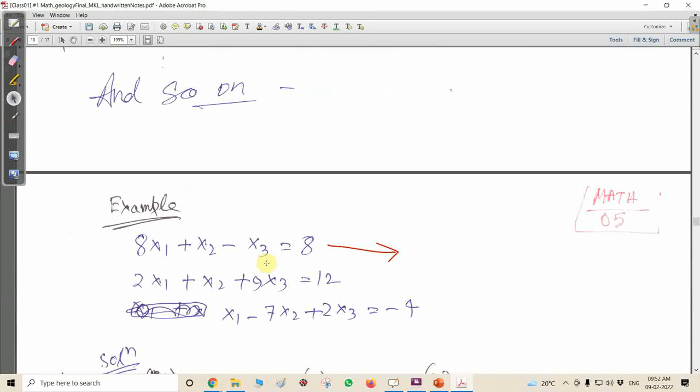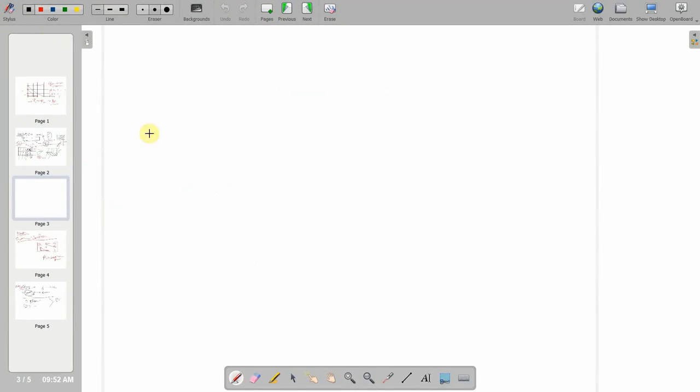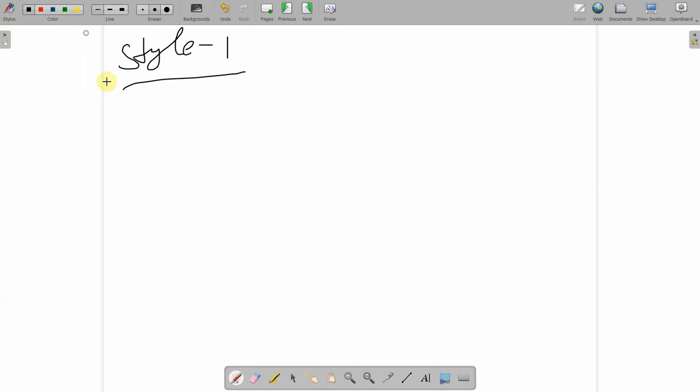Now, I will discuss style number 1. There are two styles you can adapt. If you are not confident enough with your calculation, then I will suggest you to go through this style, or otherwise you can write in a tabular form. So style number 1 is what you will do.